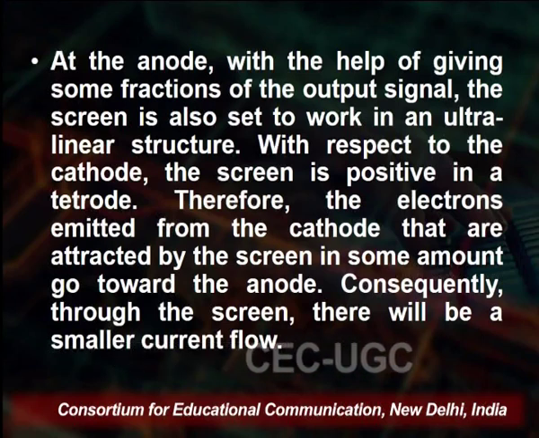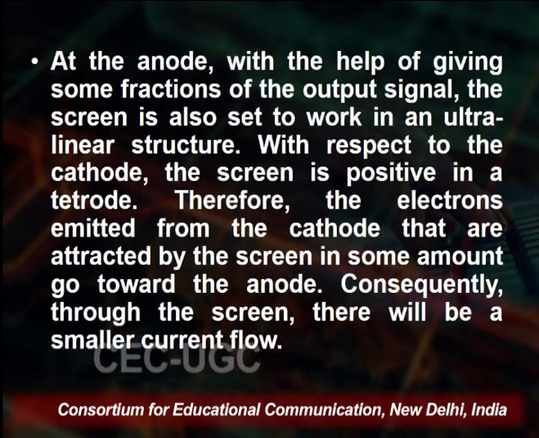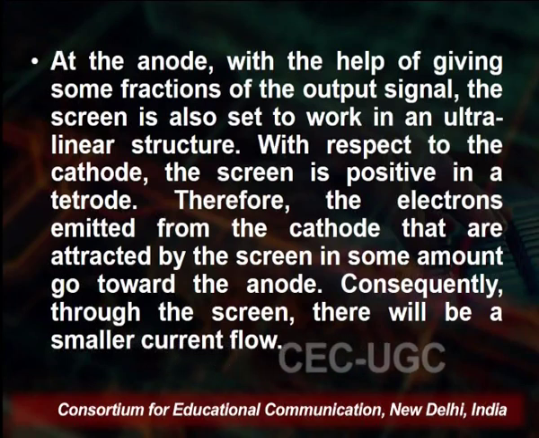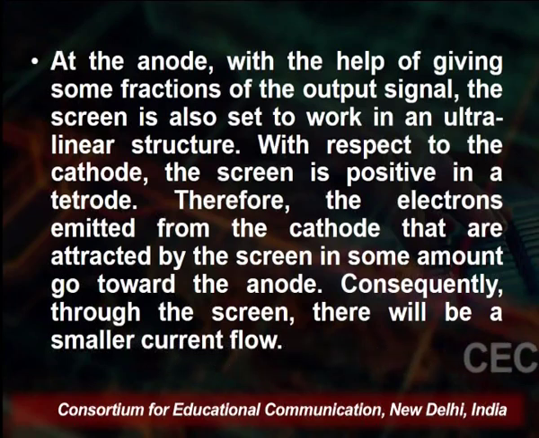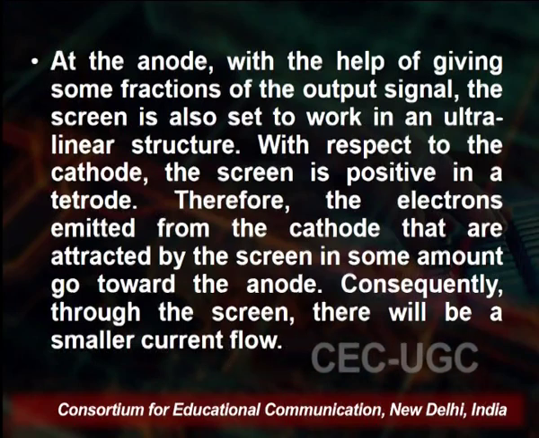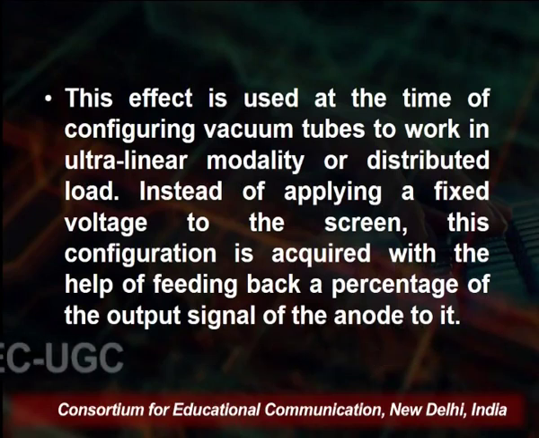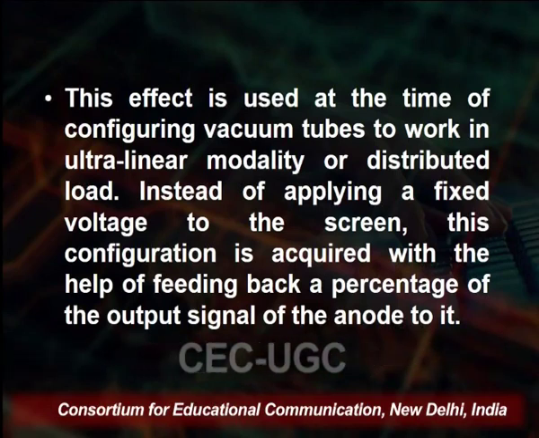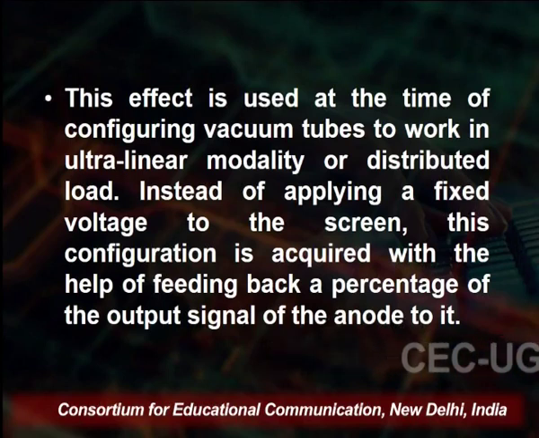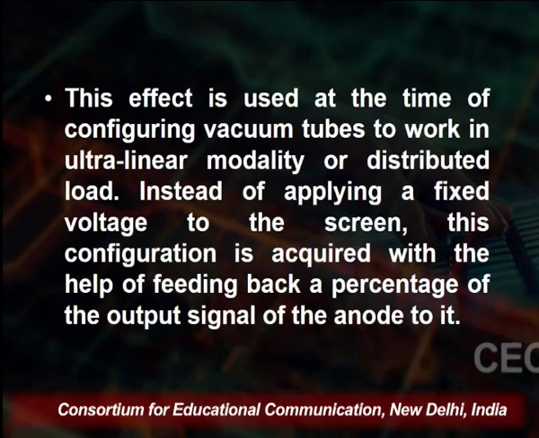Moreover, with respect to the cathode, the screen is positive in the tetrode, and therefore the electrons emitted from the cathode are attracted by the screen, and some amount go towards the anode. Consequently, there will be a smaller current flowing through the screen in the circuit. So, this effect is used when configuring vacuum tubes to work in the ultra linear mode, or when we are using a distributed load.